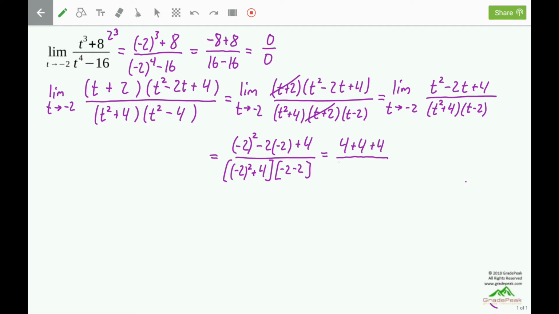In the denominator, -2 squared is a 4 plus the 4. -2 minus 2 is a -4. In the numerator, 4 plus 4 plus 4 is going to be 12. In the denominator, 4 plus 4 is 8 times a -4. We can reduce the 4 and the 12 partially, leaving a 3 in the numerator, and a 1 with the negative in the denominator. And therefore we will end up with negative 3 over 8.